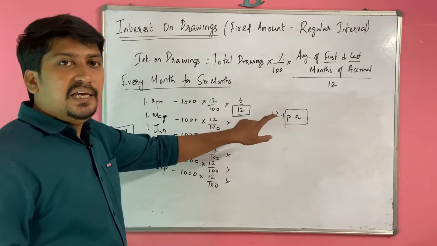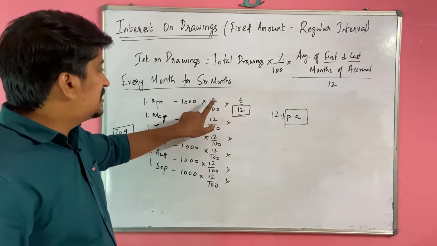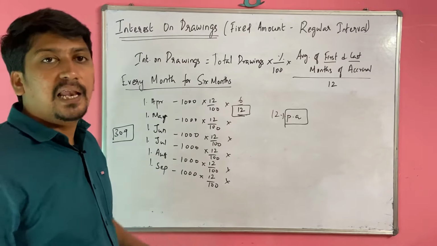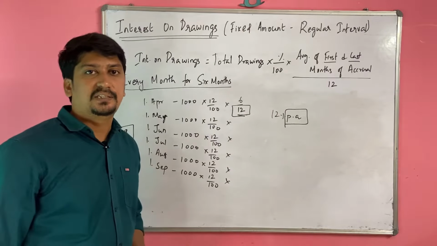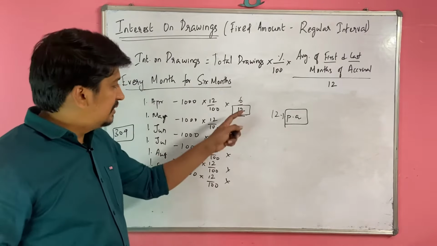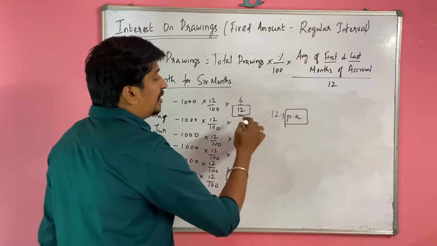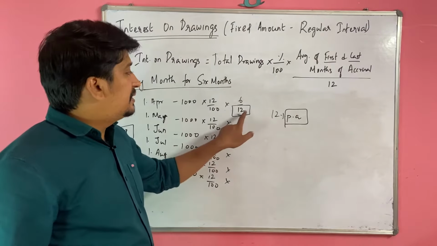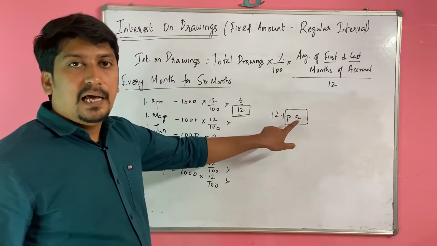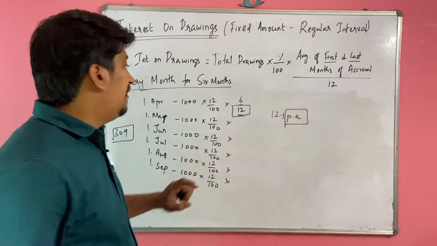But here he has used this amount only for 6 months. So out of this 12 months' interest, we need to calculate only 6 months' interest. That is why we are dividing this by 12. This denominator represents the per annum, not the accounting period. The interest is for 1 year, but we need only for 6 months.